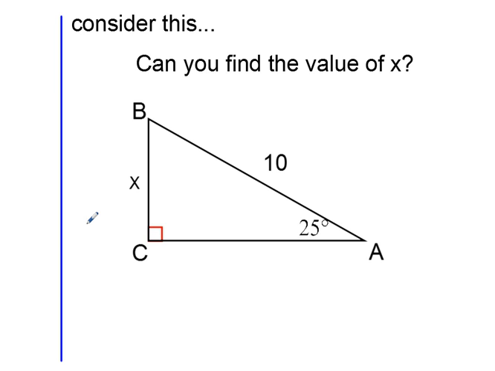So consider this situation. We have this triangle. Of this triangle, we know that the hypotenuse is 10. We know that the x, the BC side, is what we want to figure out. And we're given a 25 degree angle.